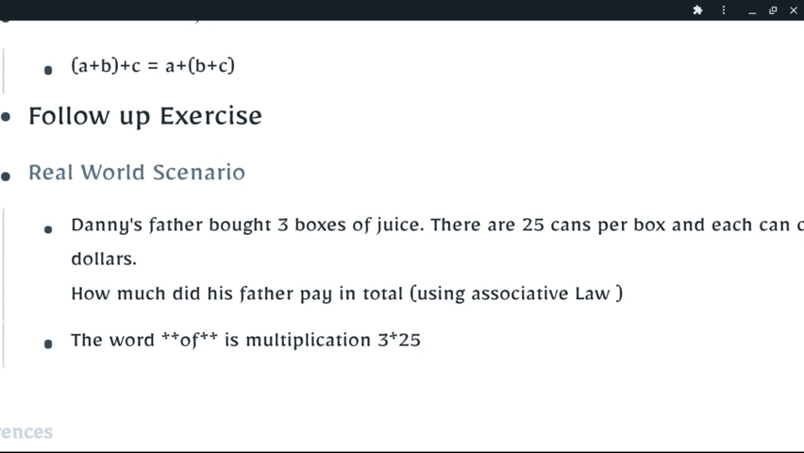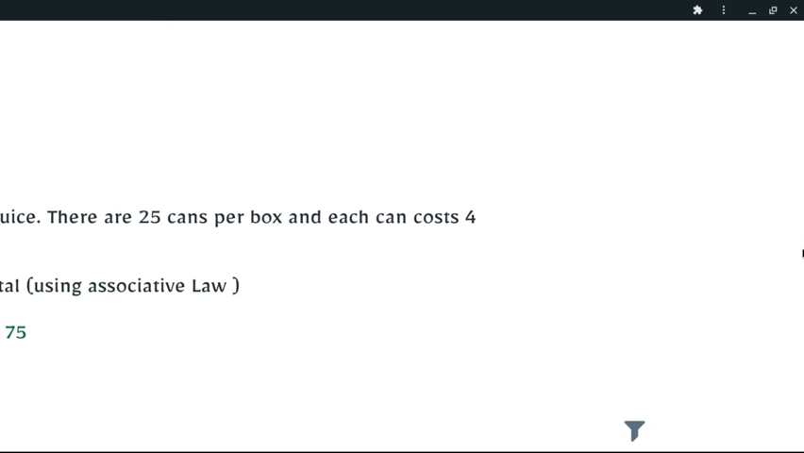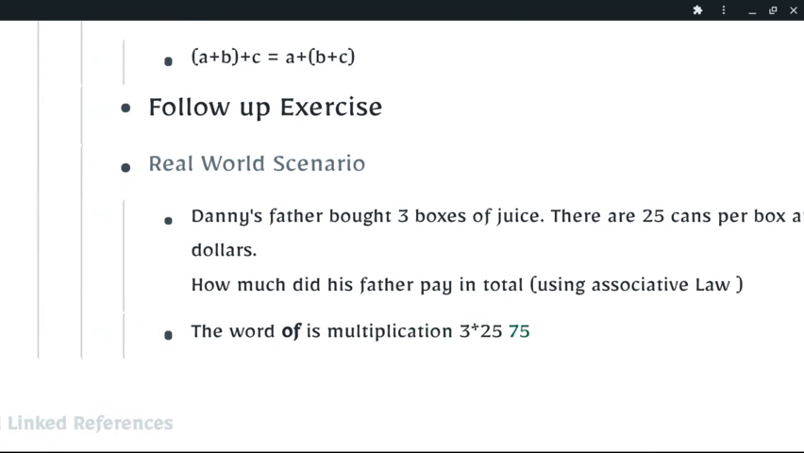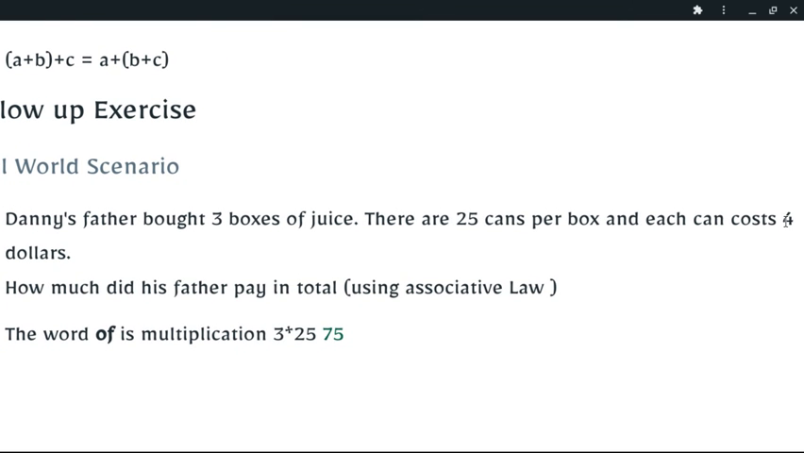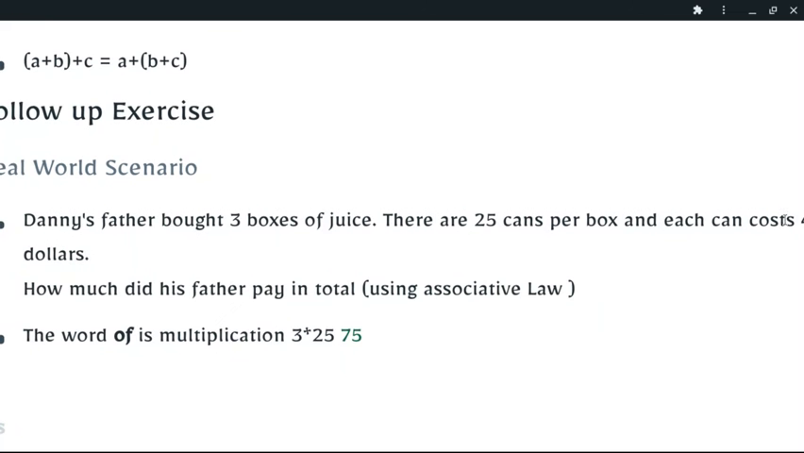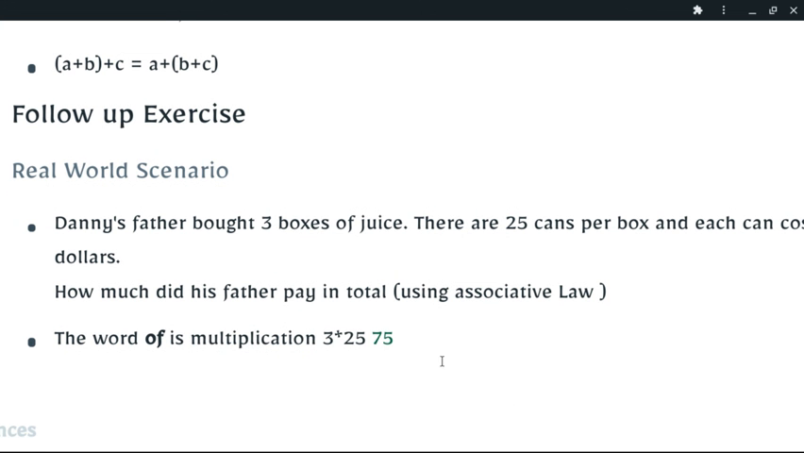But we're not finished, because that is just how many cans we have. We haven't found out what the cost is. After we get this value, 3 times 25, that's the total amount of cans, but it's asking us how much the purchase cost. So what was the price of each can? $4. If you have the total amount of cans, how would you calculate the price? You would say 75 times 4.